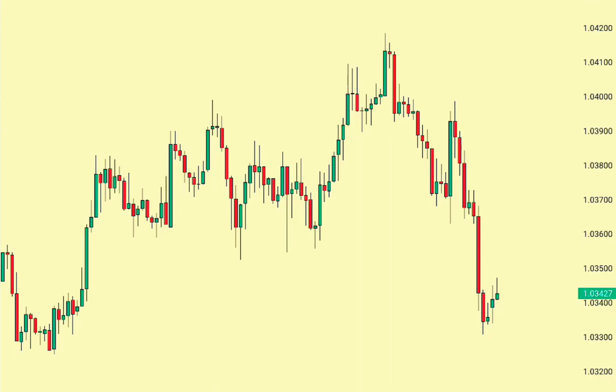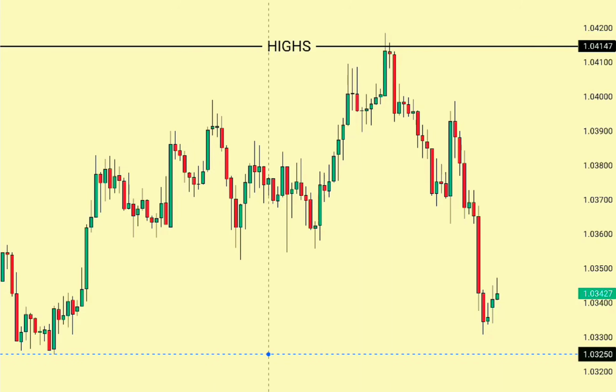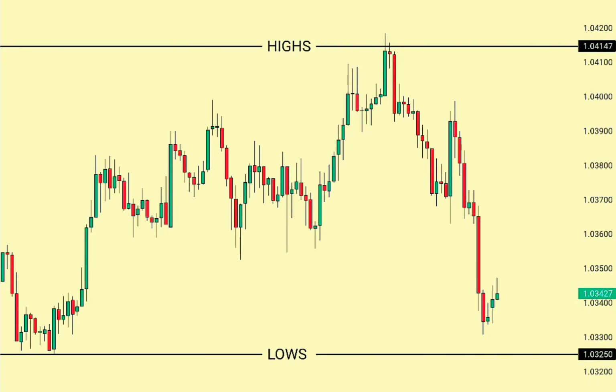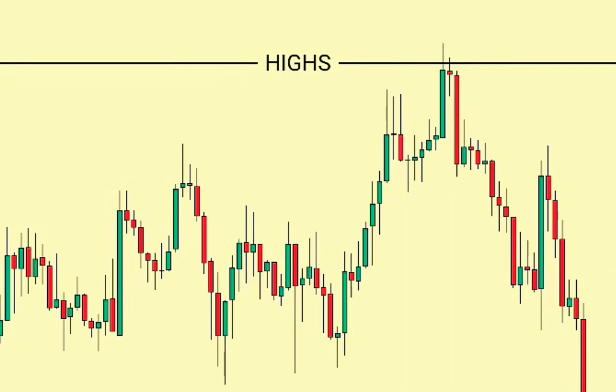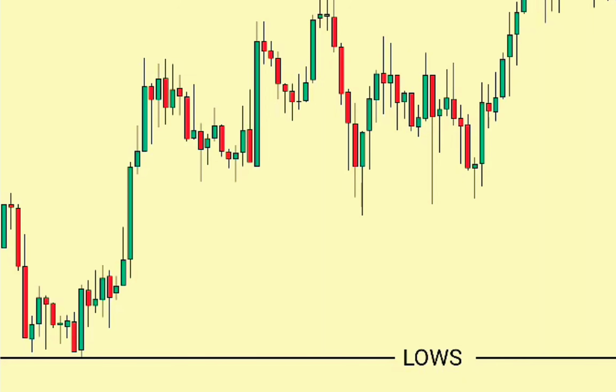Understanding the market direction is important because internal liquidity only makes sense when you first know which way the market is moving. First, let's mark these top highs and these bottom lows. If you're a beginner, you can think of the top highs like a resistance, because this is where the market stops moving higher for some time. In the same way, you can think of the bottom lows like a support, because this is where the market stops moving lower and starts moving up again.